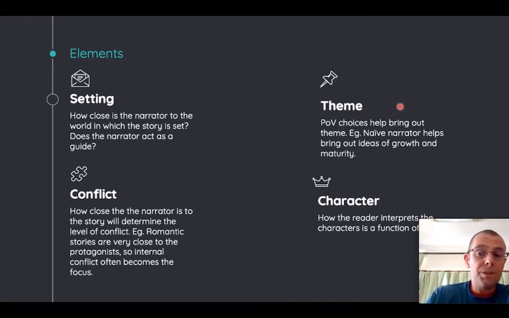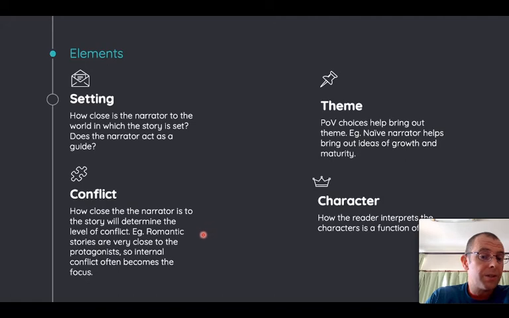Theme. Point of view choices help bring out the theme. For example, a naive narrator helps bring out the ideas of growth and maturity. If we have an unreliable narrator, that can help bring out ideas of trust or mental health, for example, or societal issues. Moving on, conflict.